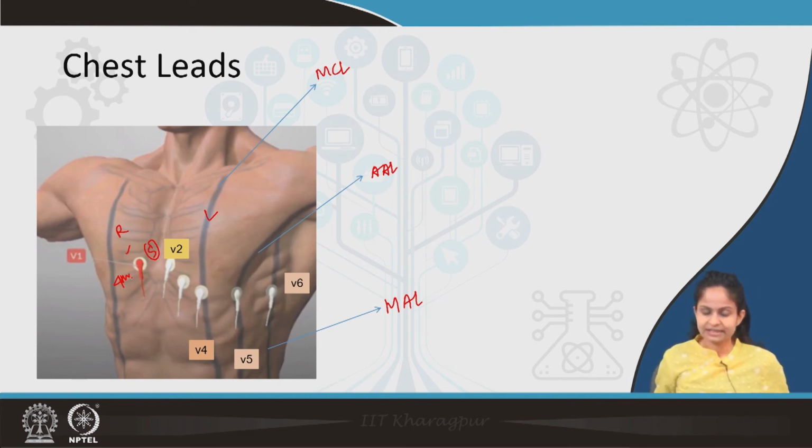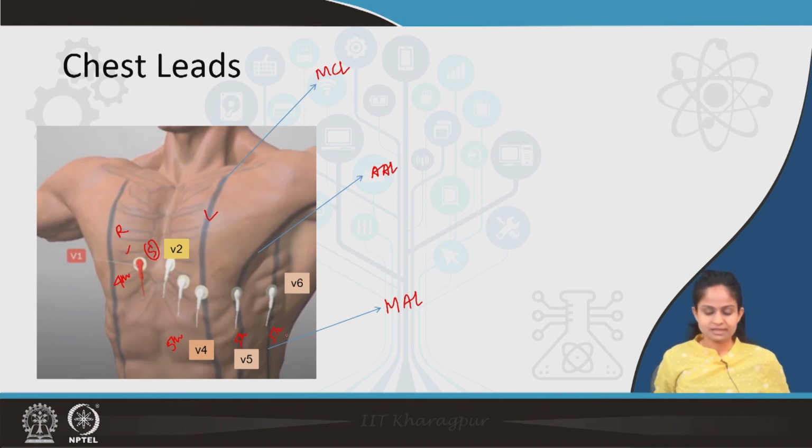V2 is placed at the level of the 4th intercostal space on the left side of the sternum. V3 is placed between V2 and V4. V4 is placed at the level of the 5th intercostal space in the mid clavicular line. V5 is placed at the level of the left 5th intercostal space in the anterior axillary line. V6 is placed again at the level of the left 5th intercostal space along the mid axillary line.